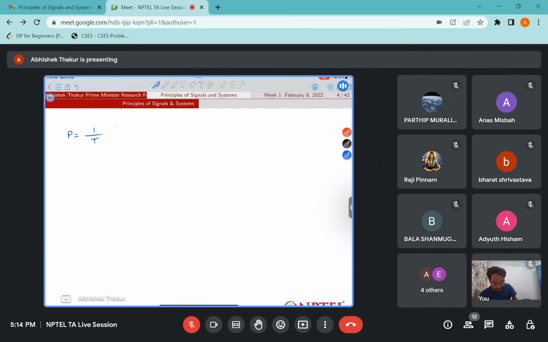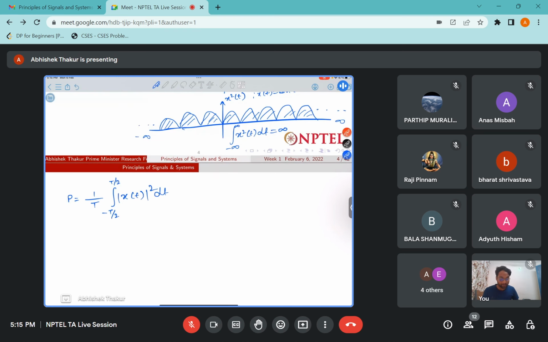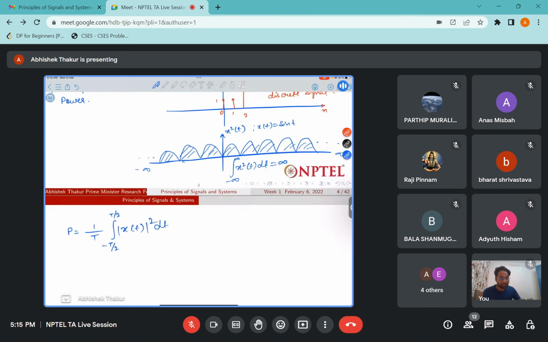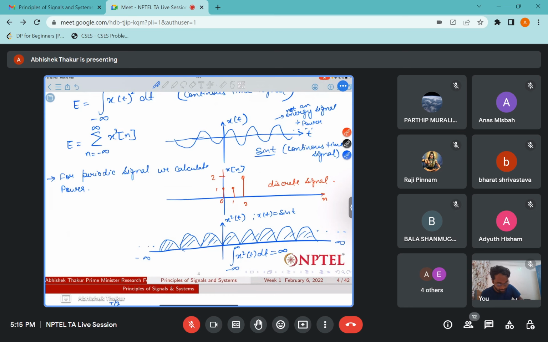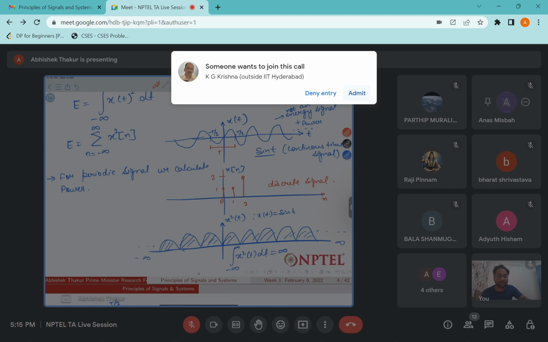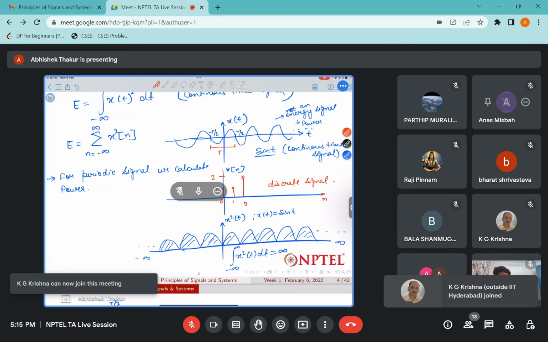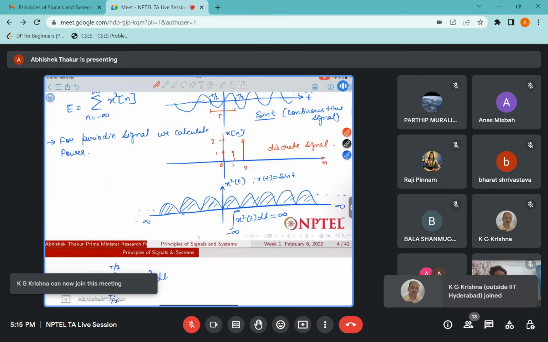Okay, so the power of a continuous time signal is given as the integral from minus T by 2 to T by 2. Here, minus T by 2 to T by 2 is the time period of the signal. Let's suppose this is T by 2 and this is minus T by 2. This complete span from minus T by 2 up to T by 2 is the time period of this signal. So power is calculated for one time period.